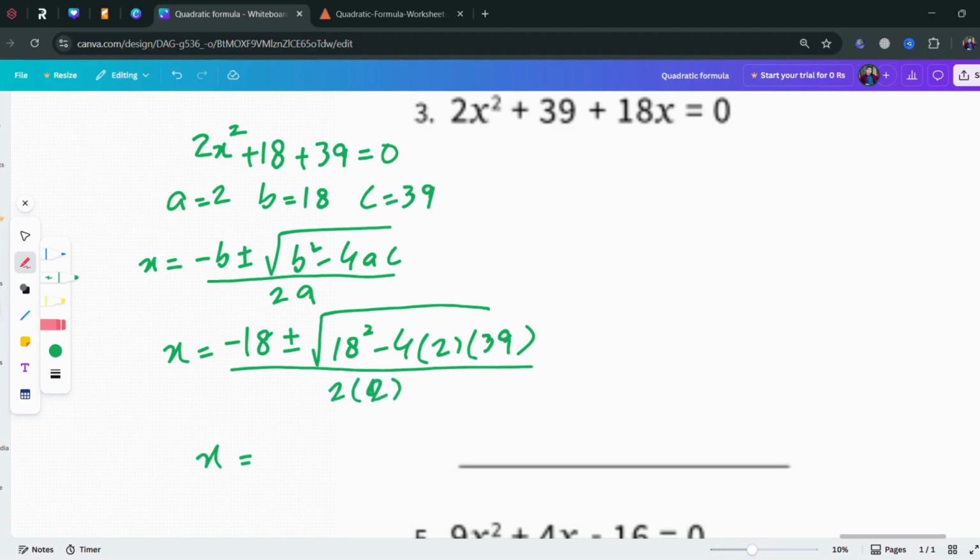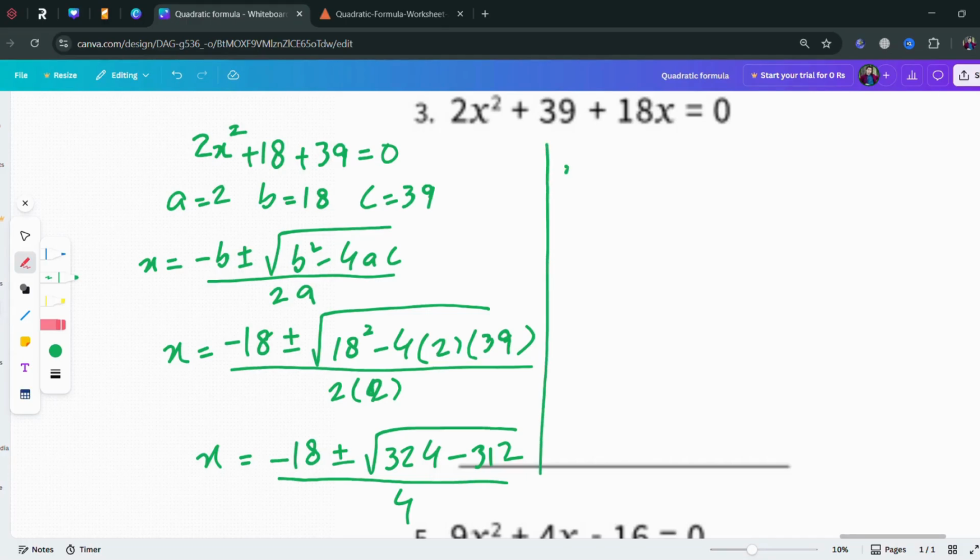Right? So x is equivalent to minus 18 plus minus radical 18 squared. So 18 times 18 is equivalent to 324, minus 4 times 2 times 39, that's equivalent to 312, all of it divided by 4. So if I subtract them together, I will get 12 as my answer for 324 minus 312, right? So now I'm left with x is equivalent to minus 18 plus minus radical 12 over 4.